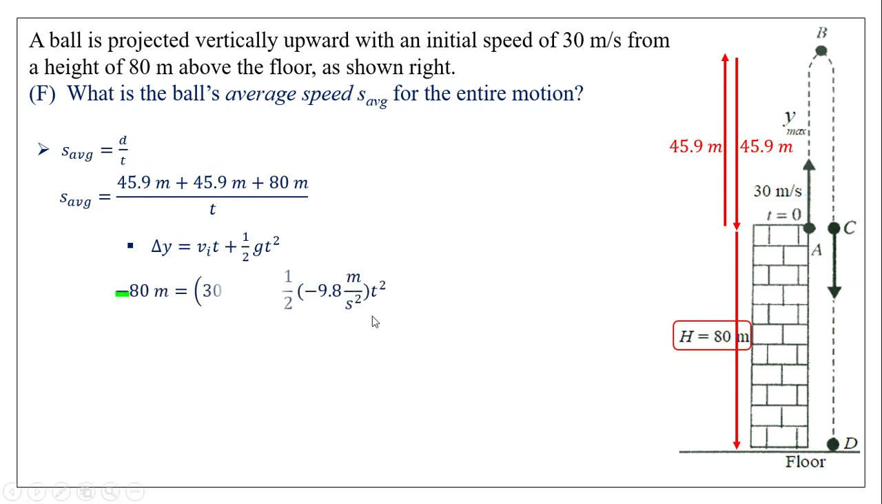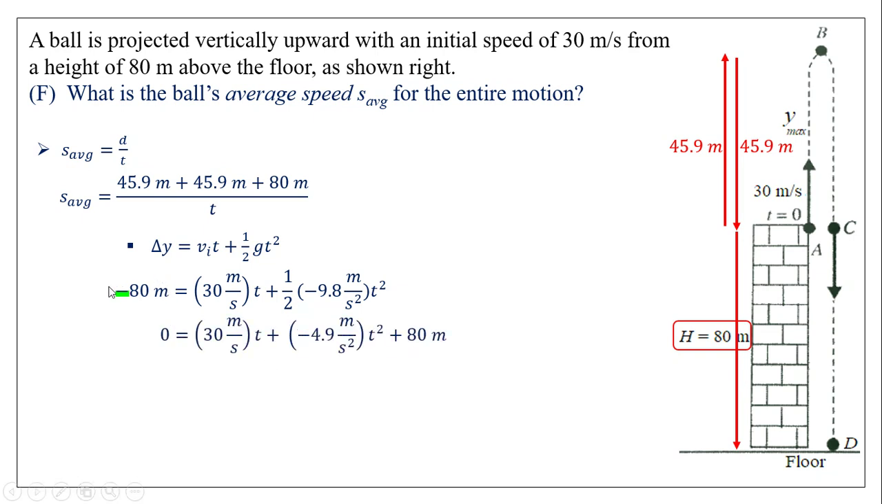So my displacement is going to be negative 80. The sign here is super important, because that's negative since it's below where it started. My v_i is 30 because that was given in the diagram. I don't know what t is. I need to find the total time of flight because it asks for average speed for the whole entire motion. I know g is negative 9.8. I'm going to keep t as t squared because this is what I'm trying to find.